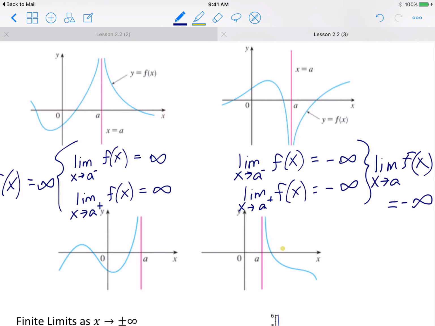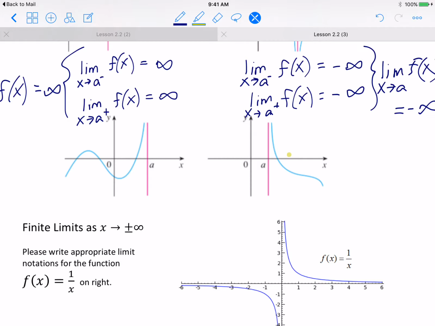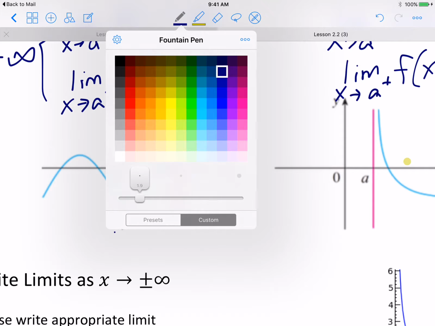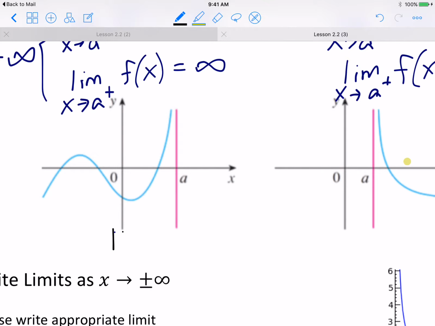Negative infinity. For the third diagram, we could only conclude about the left limit. Nothing that we could do about the right limit. So for this one, we could say that the limit of f of x as x approaches a from the left side is equal to positive infinity.